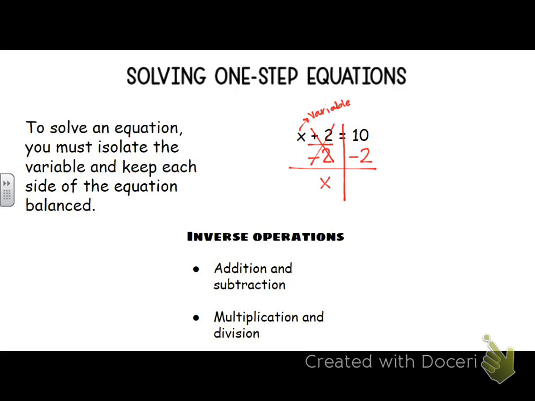Bring down my equal sign. And then 10 minus 2 leaves me with 8. So now I have solved this one-step equation, and now I know that the value of x is equal to 8. And one thing I love about solving equations is you can go back and check to see if you've actually gotten the correct answer.